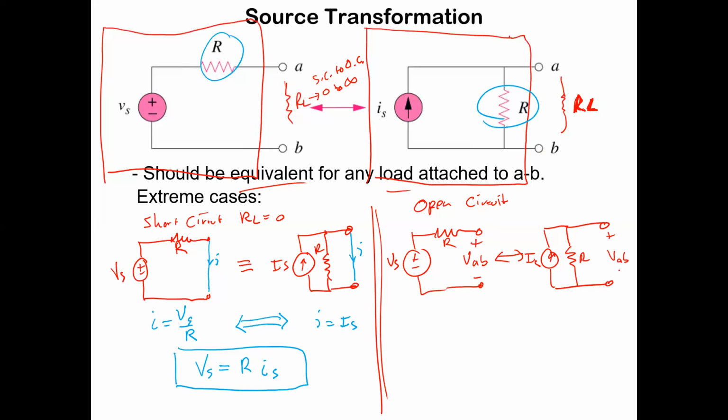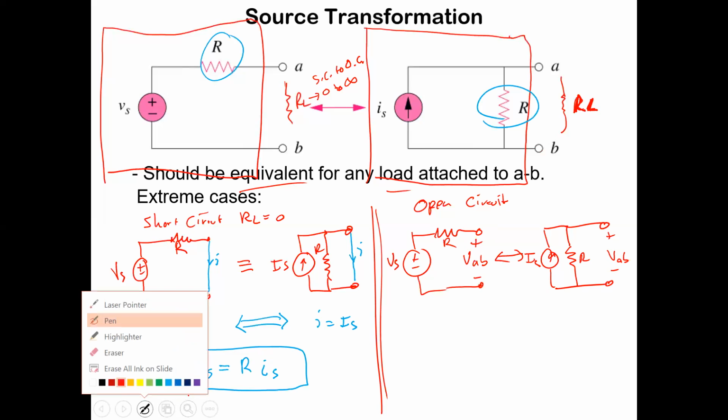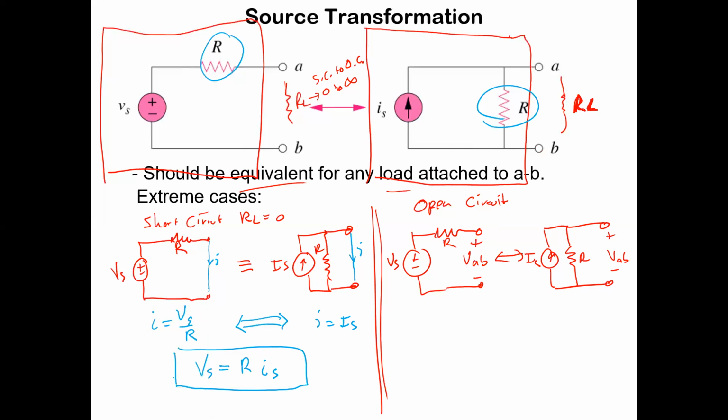Now, in the open circuit case, there's no current flowing, so there's no point in trying to figure out current there. But in the voltage source case, what's VAB? Zero, right? Why zero? It's an open circuit. Is the voltage across an open circuit always zero?